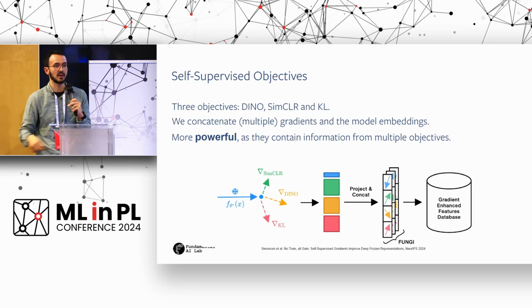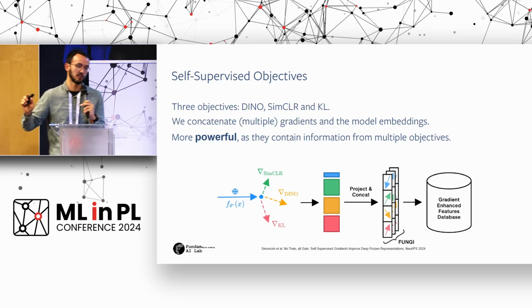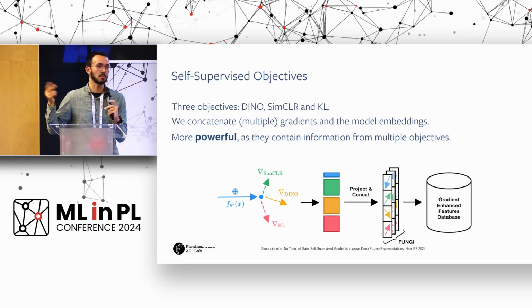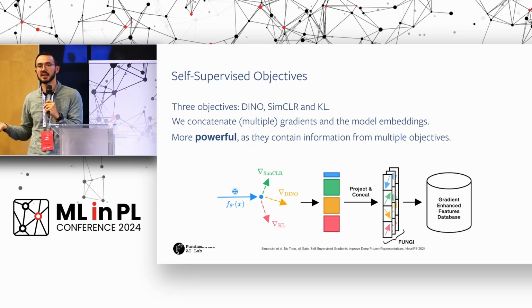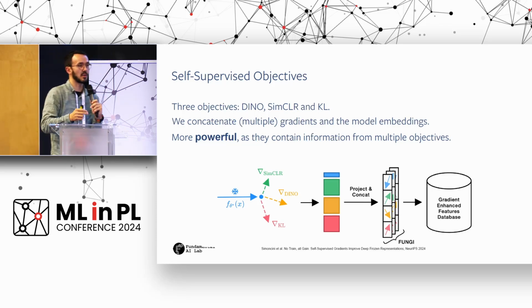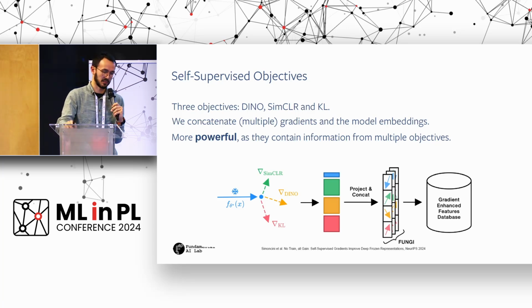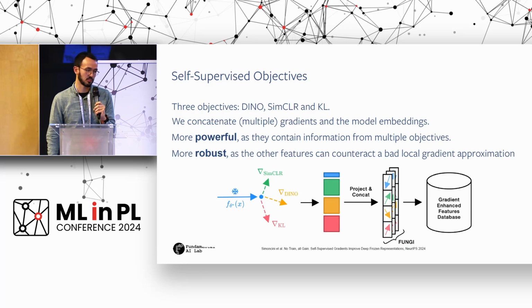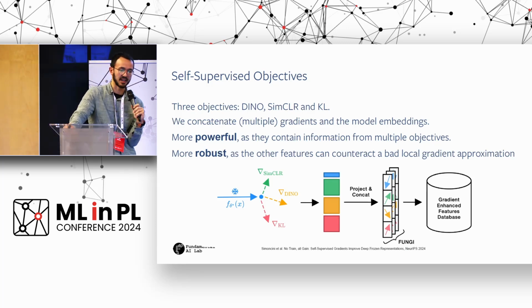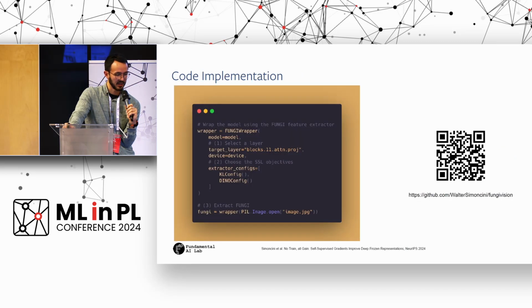So if we want to do k-nearest neighbor, we always just build a database, and that's where we do the retrieval from. The final feature we get is not bigger than the original embedding, so it's still 768, but now it mixes gradient information as well as image embedding information. And as we'll see later, this is pretty powerful and robust and can counteract some of the negative stuff.